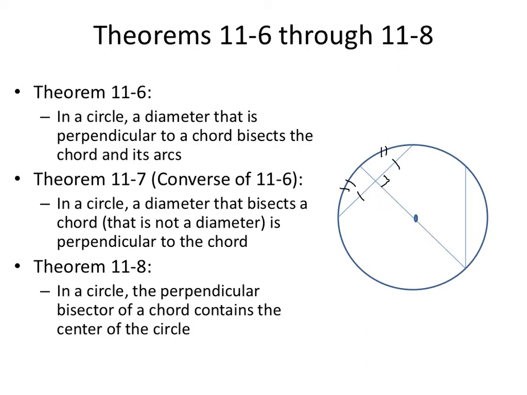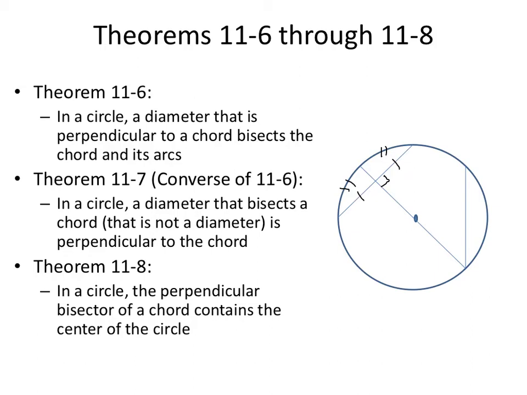Now, why do we specify that the chord it bisects can't be a diameter? Well, here's the situation with that. If this were to bisect another diameter, say this diameter here, there's no control over whether that angle is a right angle or not, because there's infinitely many diameters that it could intersect and bisect. So that's why that stipulation is in there, that the chord that it bisects cannot be another diameter.